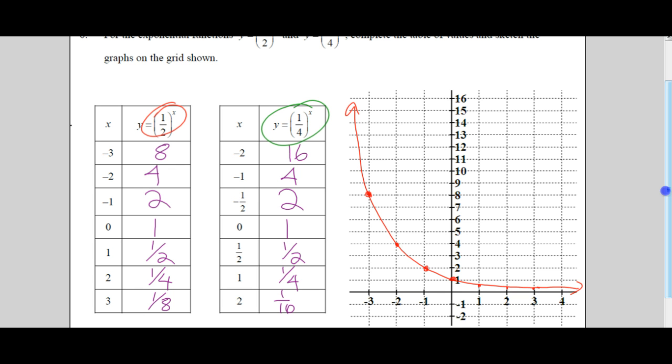And this one I'll do in green. So negative 2 is 16. Negative 1 is 4. Negative 1/2 is 2. Then we've got 1 and a half. We've got half, and then we've got a quarter, and then we've got 1/16.